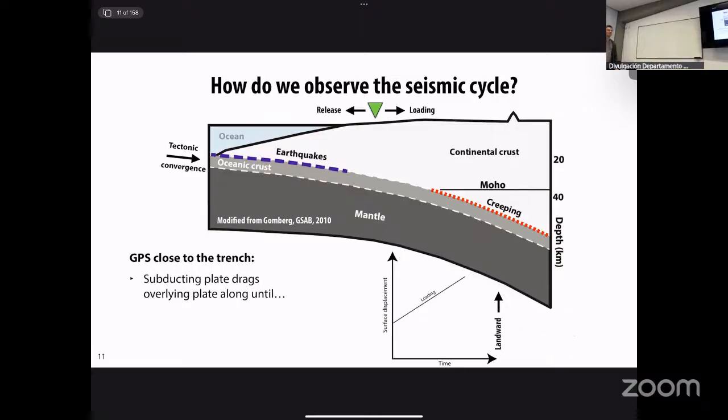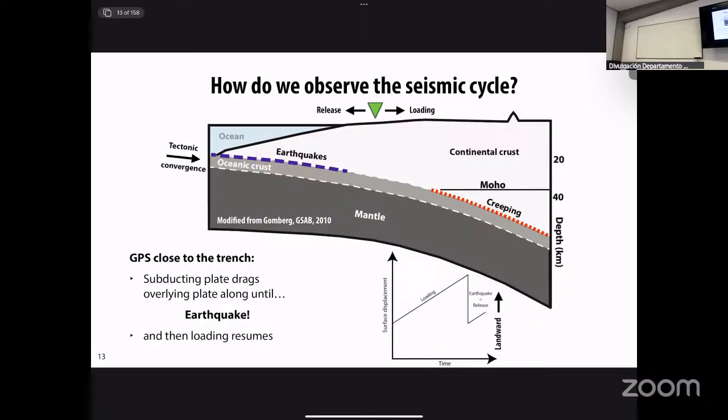If, however, we move our GNSS station closer to the trench, now you can see that the surface displacement is being dragged landward, away from the trench into the plate interior, because of that frictional locking that's dragging the continental plate landward as the oceanic plate wants to subduct. Until, of course, we have our earthquake, and the GNSS will jump back in the other direction towards the trench, and then the cycle will continue after that.